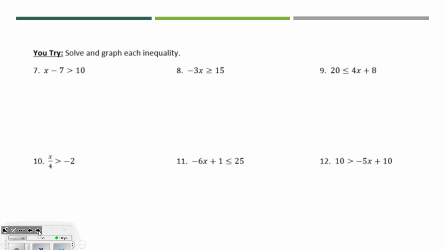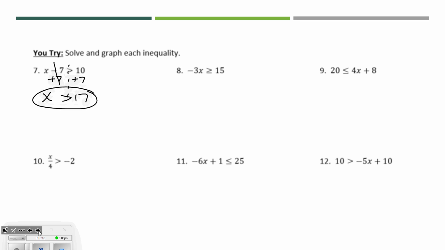Okay, so now that you have gone through some of these problems on your own, let's check to make sure you did them all correctly. So ready? Number 7, I would get x by itself by adding 7 to both sides because negative 7 plus 7, that cancels out. I have x is greater than 10 plus 7, which is 17. Now, x is by itself.